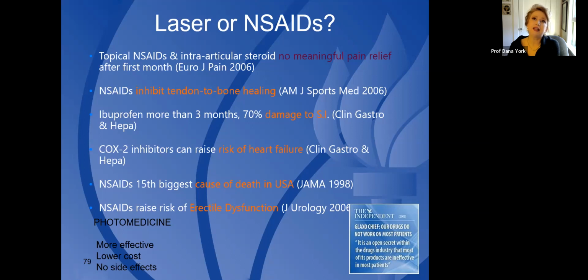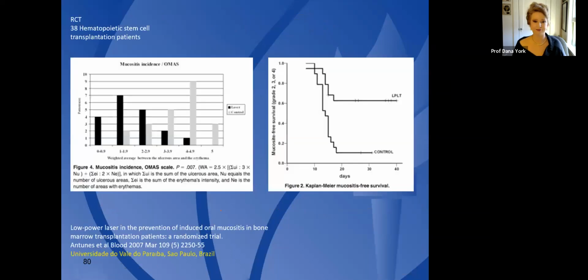They inhibit tendon to bone healing. Ibuprofen causes nervous system and immunity system damage after 3 months of use, and also risk of heart failure. Also, the anti-inflammatory pills are the 5th biggest killer in the United States, and also cause erectile dysfunction. So photomedicine, biostimulation is more effective, low cost, and doesn't have side effects.